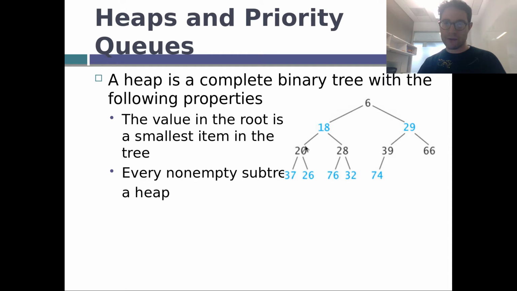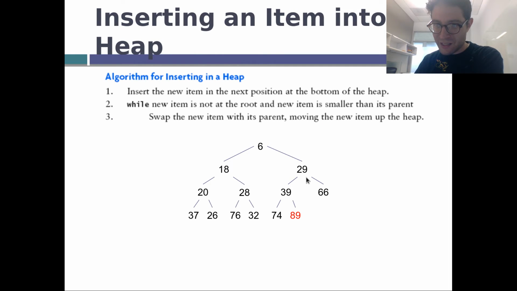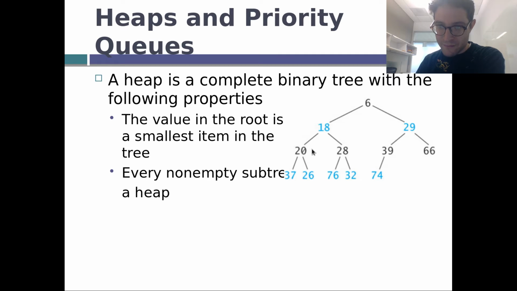Also, every non-empty subtree is a heap. So this property is also recursive, right? Let's take a look at the subtree that starts at 18. So 18 is the smallest thing in its tree. 20 is the smallest thing in its tree. 28 is the smallest thing in its subtree. This is 18's subtree. So each thing is smaller than everything else in its whole tree. So 6 is the smallest thing here, 29 is the smallest thing in its subtree, 39 is the smallest thing in its subtree, 66 is the smallest thing in its subtree. That's it. That's how we do it.